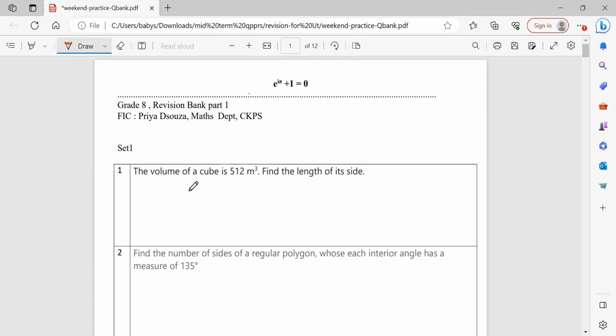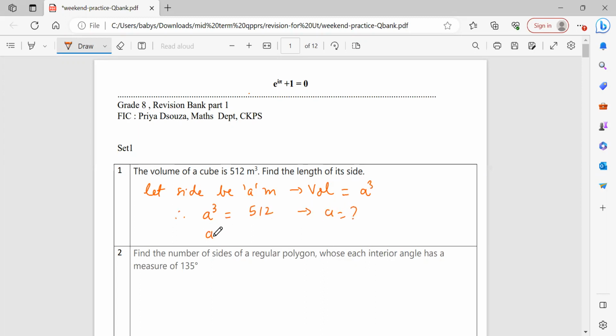All right, coming to the first one, which is the volume of a cube is 512 meter cube. Find the length of its side. So let the side be A. Let side be some A meters. So what will be the volume? So volume of a cube of length A meters is A cube. So therefore, you have to find here A cube is given, as in the volume is given as 512. So you have to find the corresponding A.